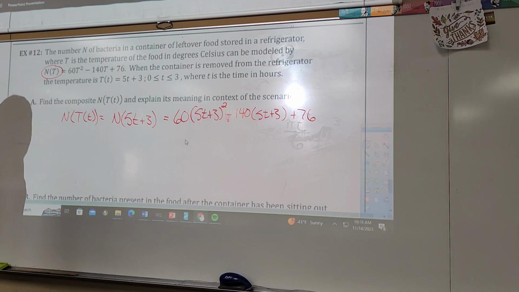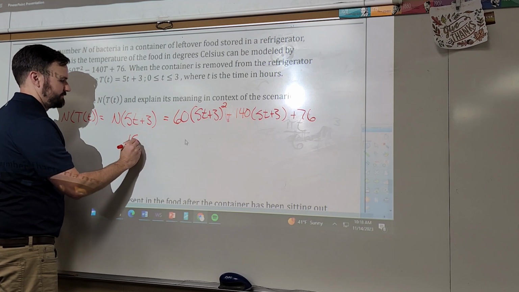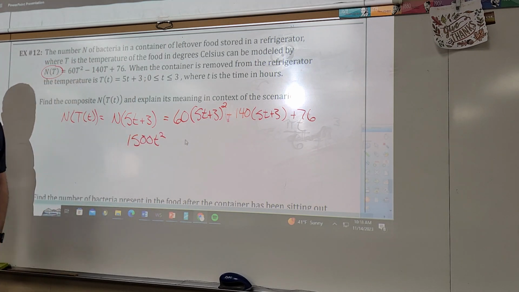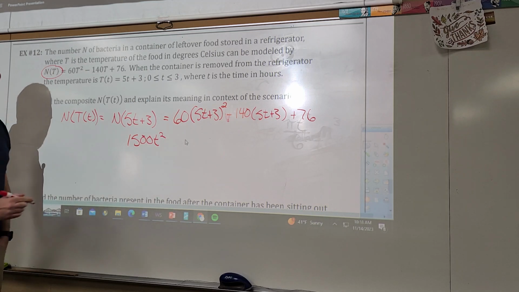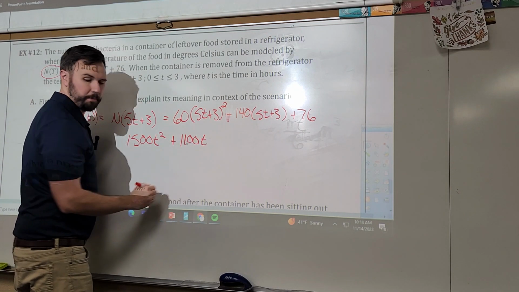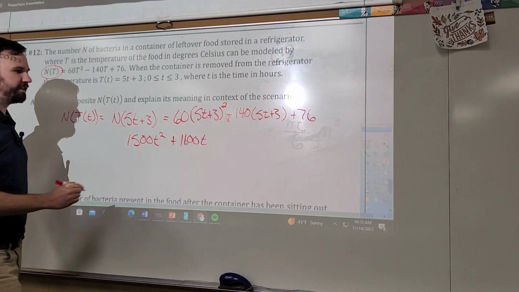Do you guys mind if I go rapid fire on something? So if you simplify this, FOIL it and simplify it, you get 1500 T squared plus 1100 T plus 196.